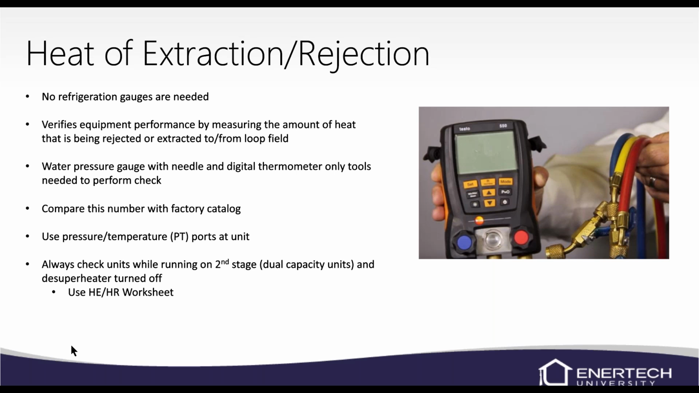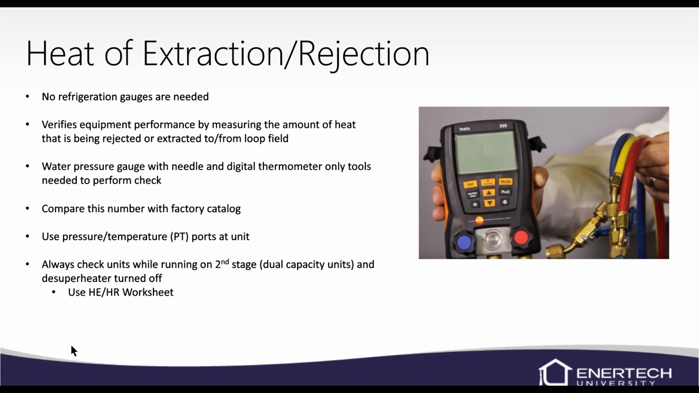But with that, there's no need to pull out your refrigerant gauges and throw them on the system right away, because it verifies performance of the unit by measuring the heat that's being extracted or rejected to or from the loop field. So basically, with heat of extraction or rejection, you're going to need a water pressure gauge with a needle. We'd recommend a digital pressure gauge. Sometimes we deal with some pretty small pressure drops, like 1.2 psi, so it's kind of hard to see on an analog dial gauge. So I would recommend a digital gauge, and we do have one available.